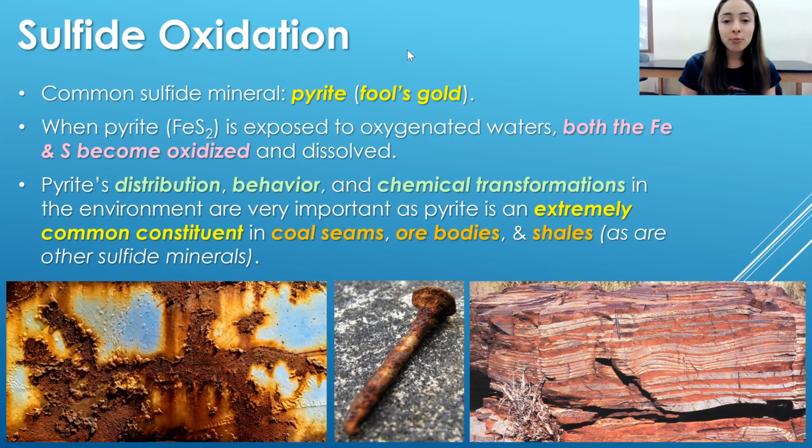This behavior of pyrite, as well as its distribution and chemical transformations in the environment, are really important for us to understand because pyrite is an extremely common constituent of coal seams, ore bodies, and shales, as are other sulfide minerals. And so we'll talk later about the importance of mining sulfide ores and how we can even use biology, microbes, to help us in this process.